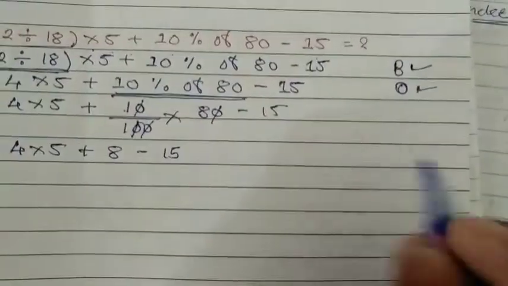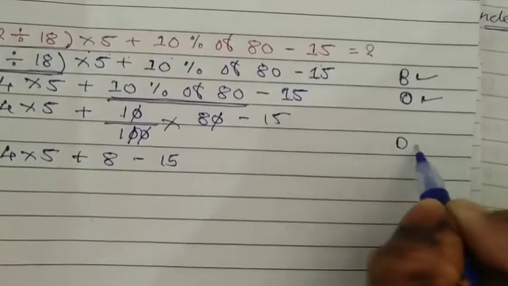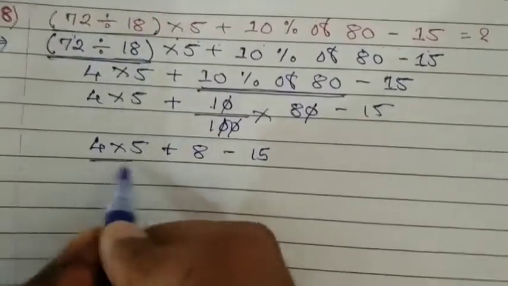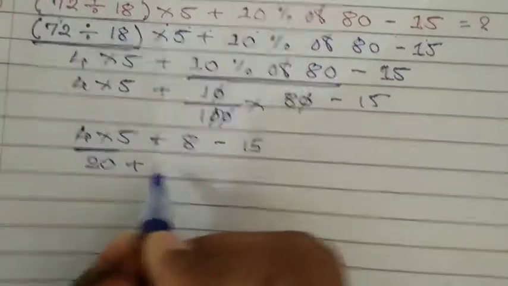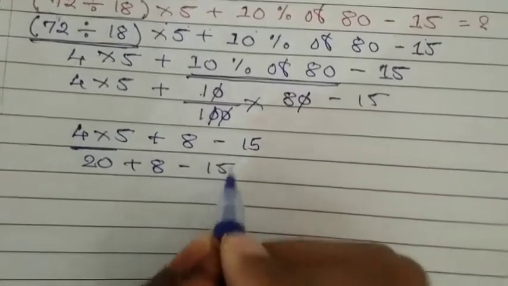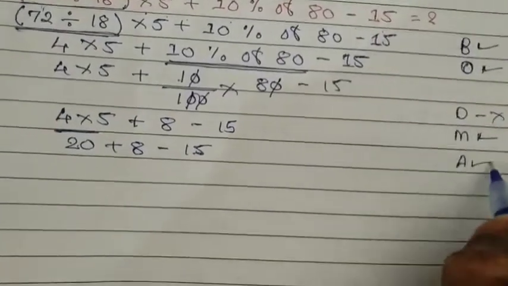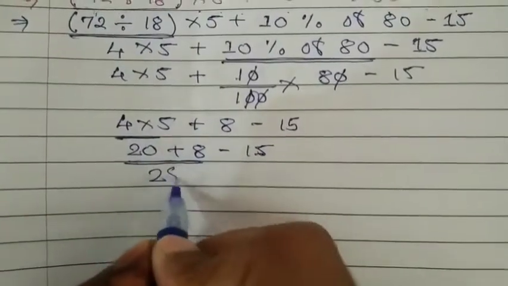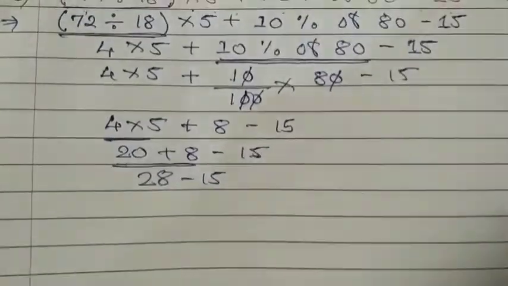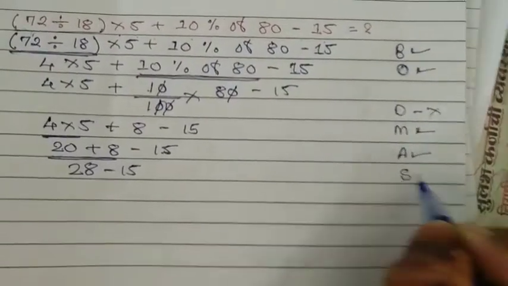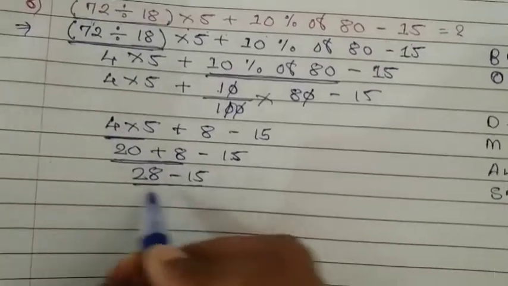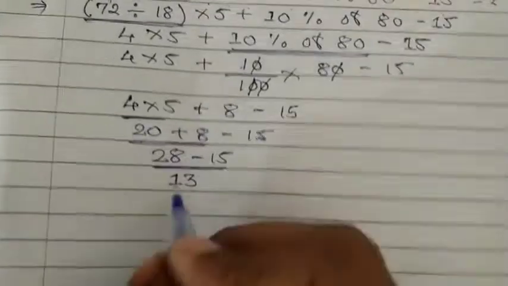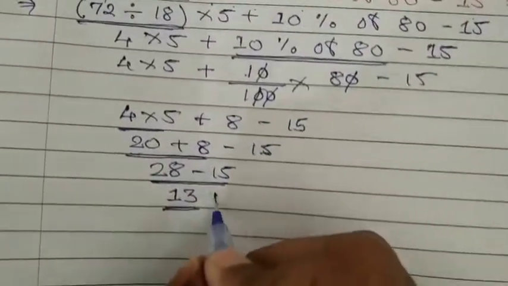"Of" is done. Then division, no. Then multiplication, yes, 4 5s are 20 plus 8 minus 15. Additions, 20 plus 8, 28 minus 15. Then subtraction, 28 minus 15, how much? 13. So 13 is our answer.